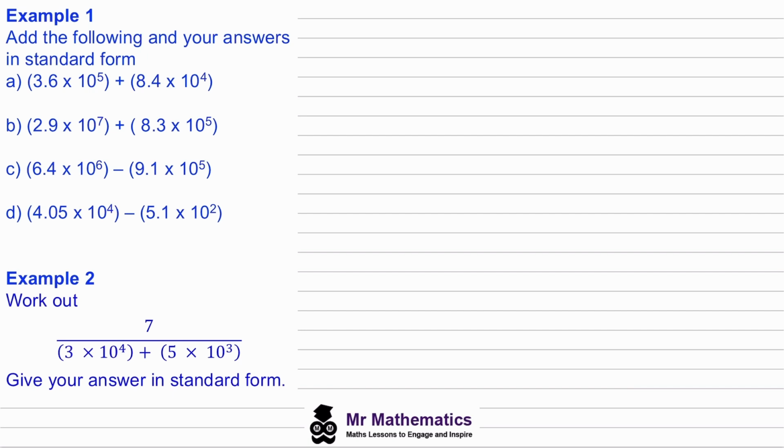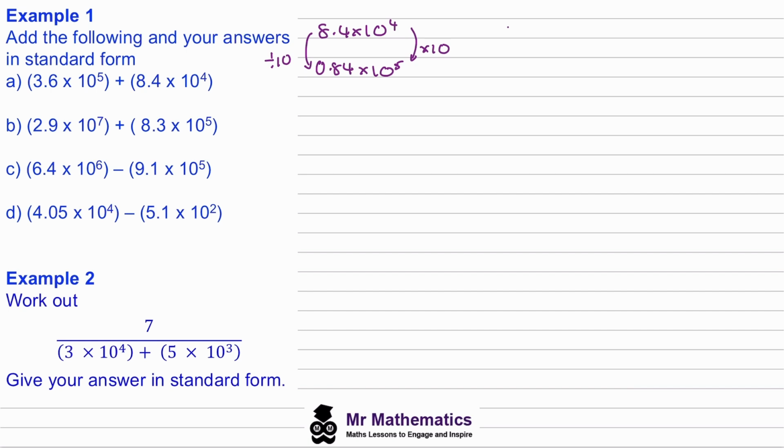So for question 1, we're going to add 3.6 times 10 to the 5 to 8.4 times 10 to the 4. And to add these two numbers together, we need the same power of 10. And it's easier to write this number as 10 to the 5. So if we've got 8.4 times 10 to the 4, and we want to write it as 10 to the 5, then we need to multiply 10 to the 4 by 10, because using the rules of indices, we'll add the 4 to the 1 to make the 5. But now to keep it balanced, we need to divide the 8.4 by 10. And this will give us 0.84.